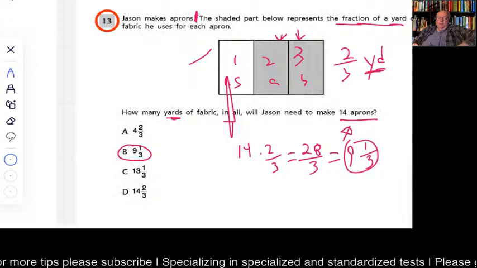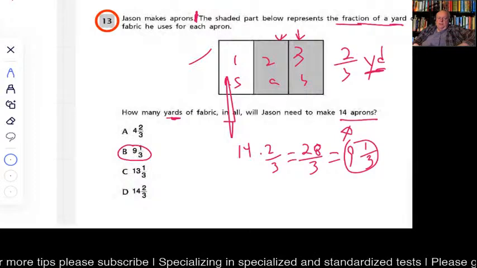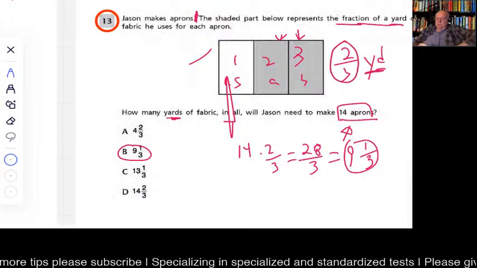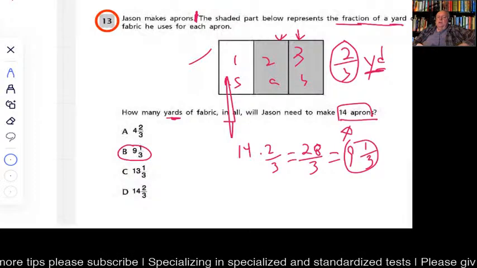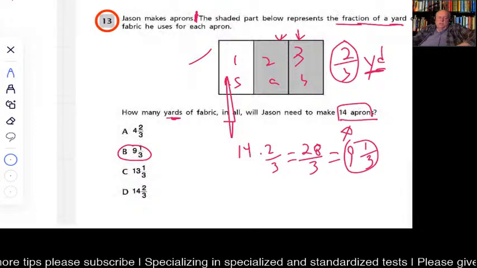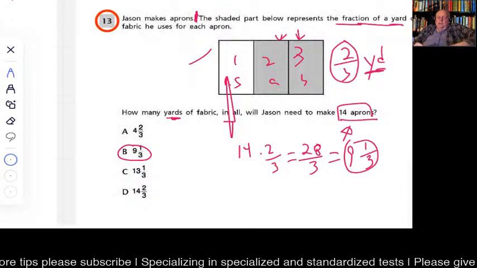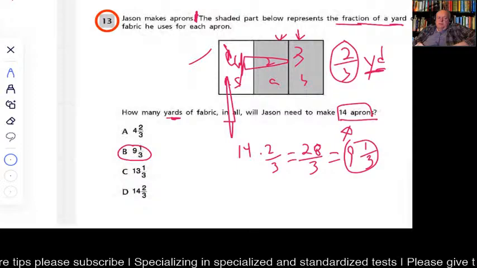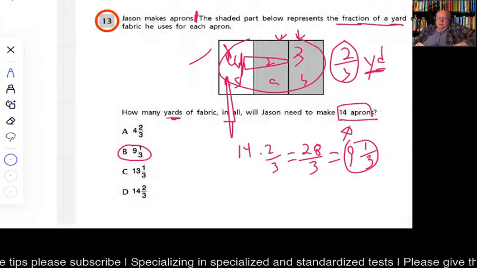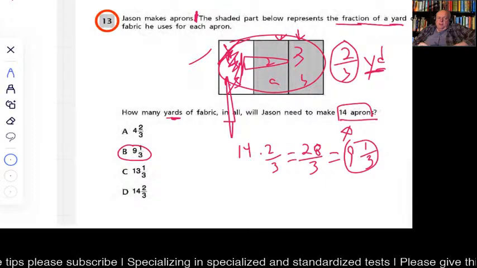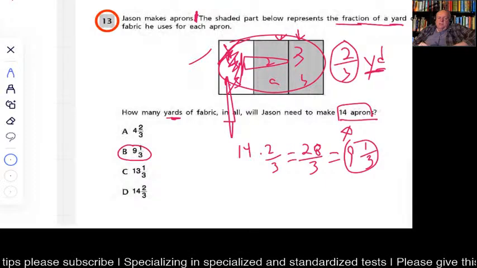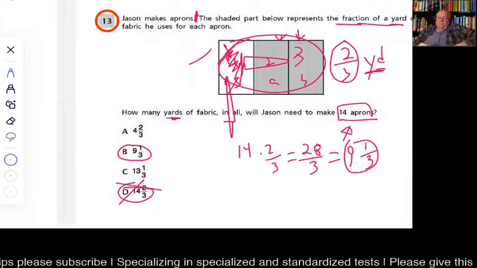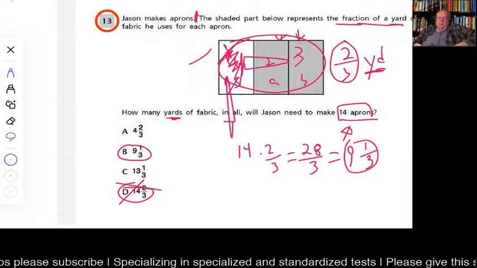All right, so again, the total number of aprons times the size of each apron gives the total amount of apron fabric that we need. I believe some kids misinterpret this problem as implying that they're going to throw this part away on each apron. So a lot of kids might think they need 14 of this whole thing here and then just throw that away. But no answer matches that. So some kids might say the answer is D, but it's not. So it can be confusing.